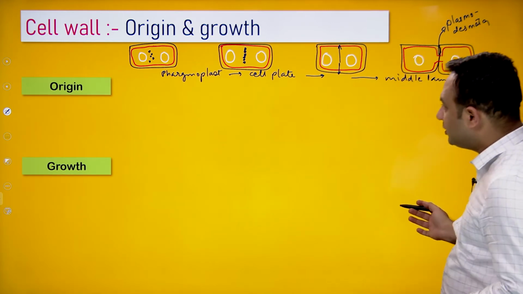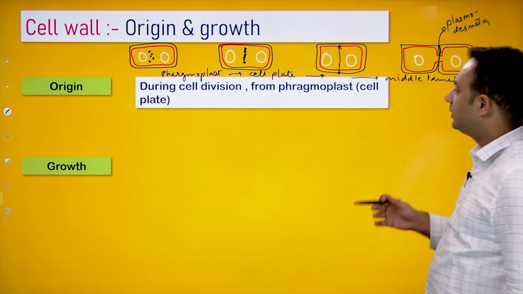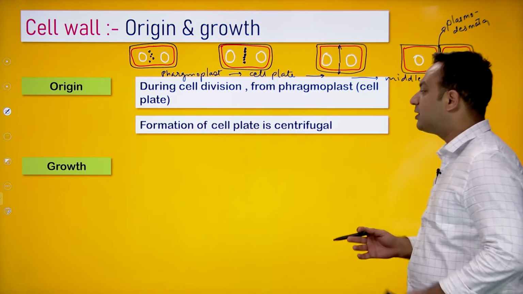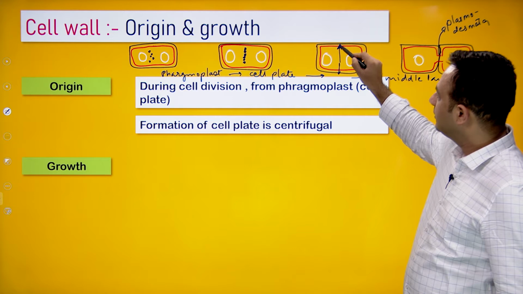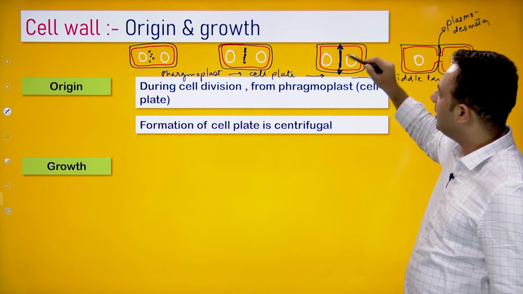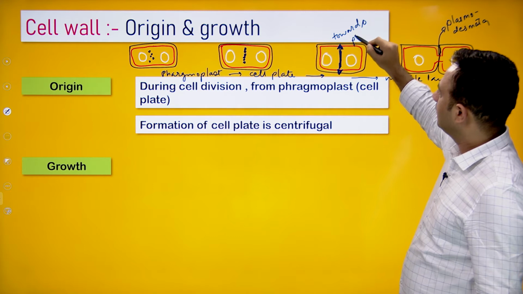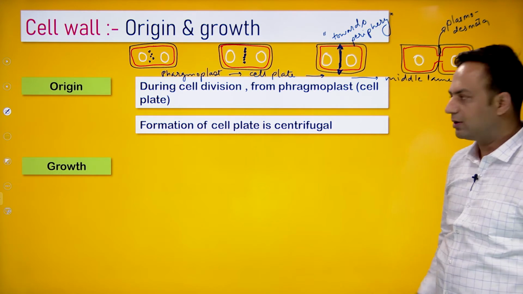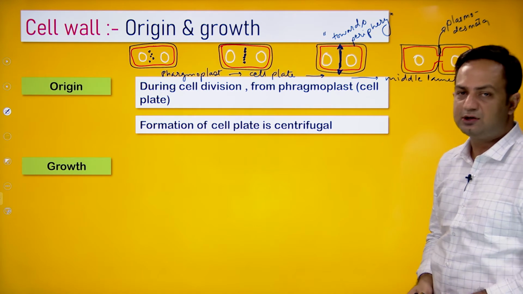Okay, so the origin of the cell wall is from the cell plate, or you can say earlier, the phragmoplast. During cell division, from the phragmoplast the cell plate is formed. The next point is that formation of the plate is centrifugal. Getting my point? See, it is going towards the outer side. See the direction in which this cell plate is growing: it is growing towards the periphery. That kind of condition is the easiest one to mention. Formation of cell plate is centrifugal.